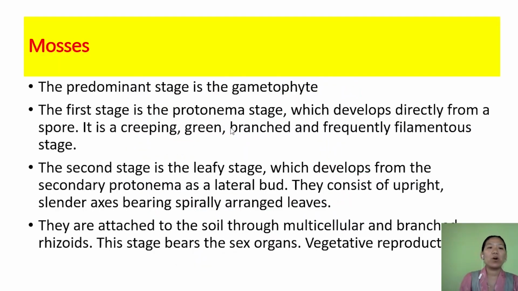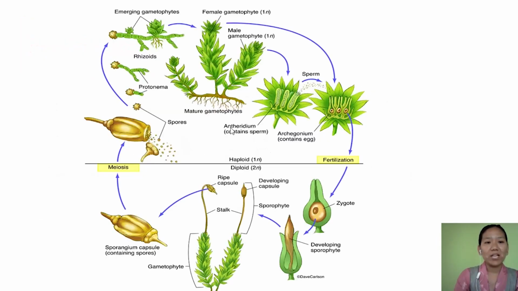Now let's talk about the second form of bryophyte, that is mosses. In the case of mosses, again, the predominant phase is the gametophyte, and this gametophyte is haploid. The first stage is the protonema stage. This protonema stage is a filamentous structure, the primary protonema, and then again it branches to form secondary protonema.